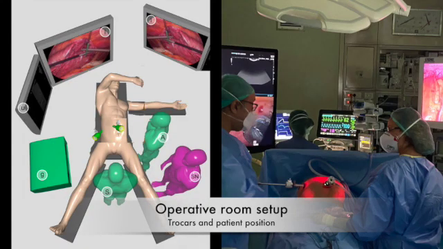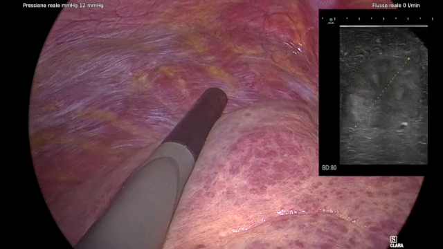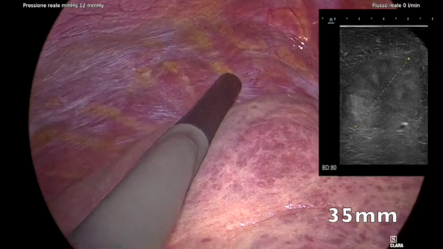The patient is placed in an oblique position with the right side elevated up to 45 degrees, and the surgeon stands between the legs of the patient. Laparoscopic ultrasound identified the exact position of the lesion.